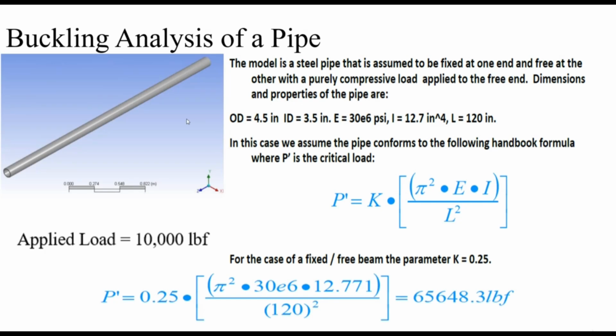We are going to take a model of a simple pipe with these dimensions, and the material of this particular pipe has a Young's modulus of 30E6 psi and a length of 120 inches. Now what we are going to do is perform buckling analysis on this particular pipe.